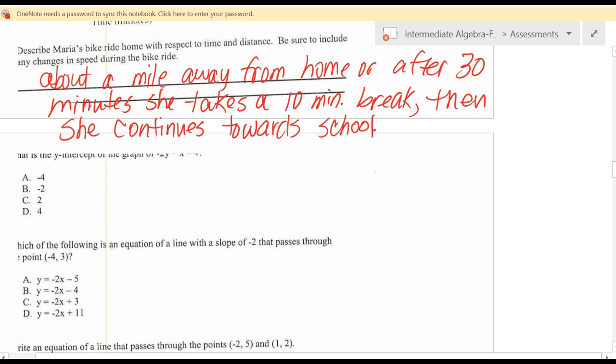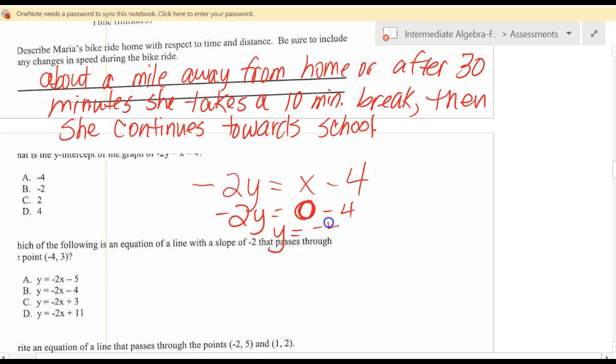Unfortunately, I don't think I can see this question. Let's see. A y-intercept of the graph, negative 2y equals x minus 4, maybe? What is the y-intercept of the graph? We'll go with that. So the y-intercept would mean that x has to be 0. If that is the case, and I'm solving for y, then I would have negative 4 divided by negative 2, so y would equal positive 2. So anytime you're asking for intercepts, you want to make the other variable 0.